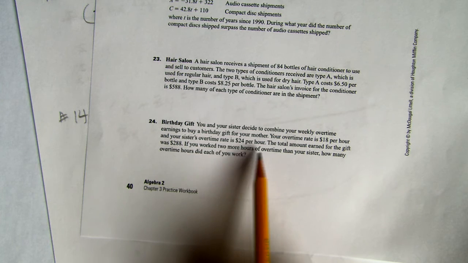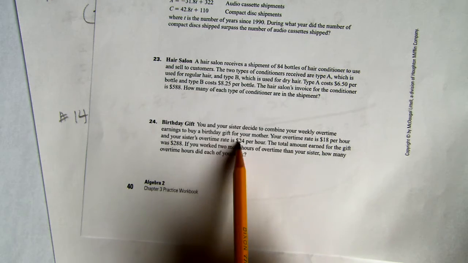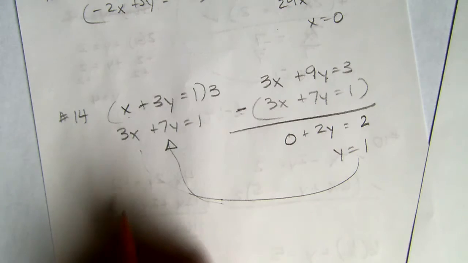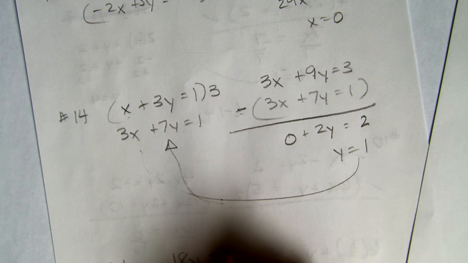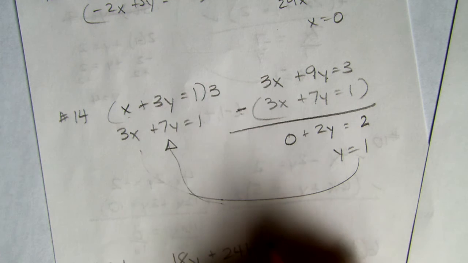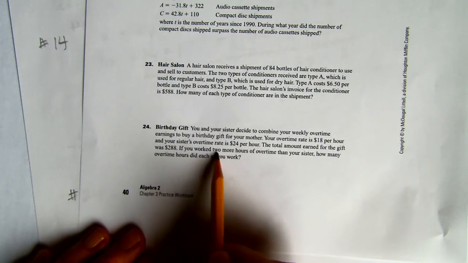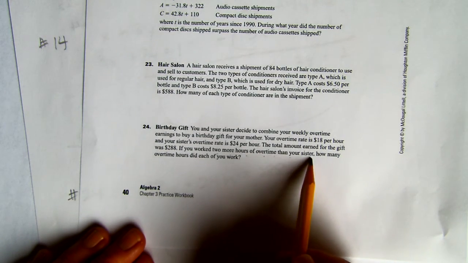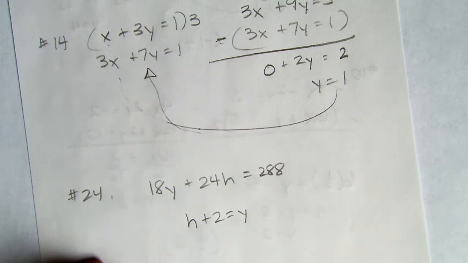If you worked 2 more hours, so there's your one relationship. 18 per hour for you, 24 per hour for her, got you a total of $288. So 18 for you plus 24 per her got you a total of $288. And if you have 2 unknowns, you need 2 relationships. So you got to find that other relationship. It says you worked 2 more hours of overtime than your sister. So if you take your sister's hours and add 2, you would get yours.